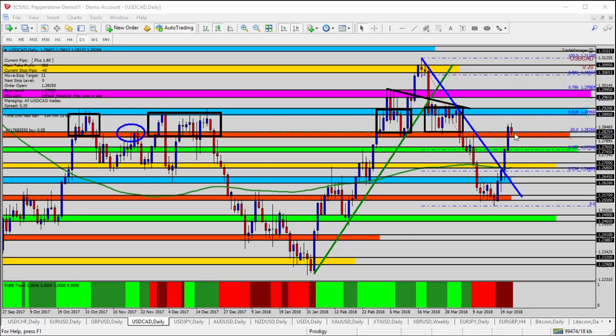Interesting enough, 128.26: if you take Fibonacci from the top of the blue trend line down to our most recent lowest low with the Fibonacci retracement tool, that puts a 50% retracement there. Now, 50% is of course not a Fibonacci level, but it's a commonly understood retracement point, the halfway point of the previous trend. It's 128.26, and we're sitting on top of that, which is the top of the orange shaded area as well. So we know historically this is an area of support and resistance. We know there's a 50% retracement level there.